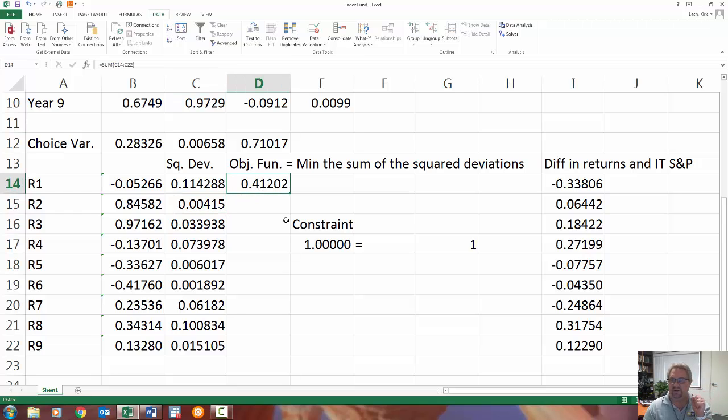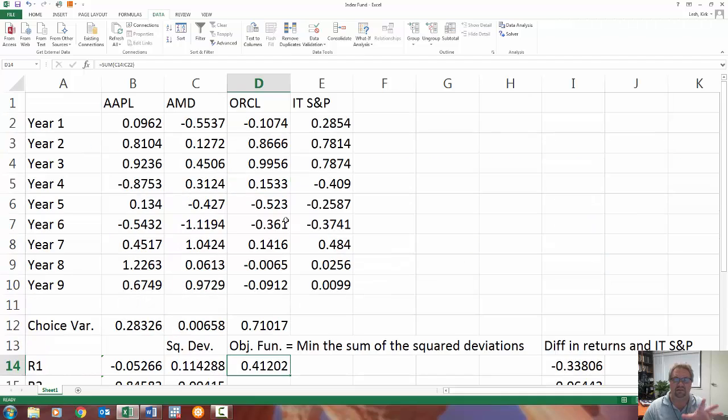So there you go. There is our index fund. It's as simple as that. You just have the one constraint, and presto, you're done.